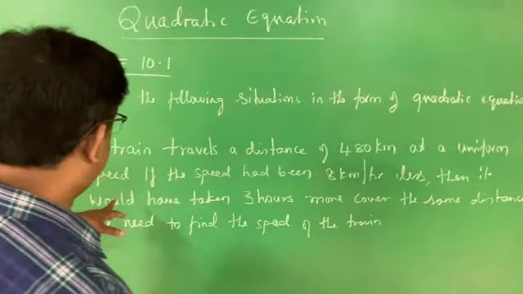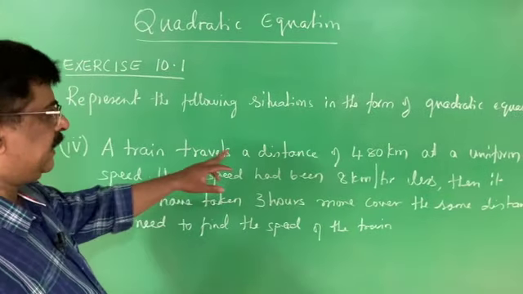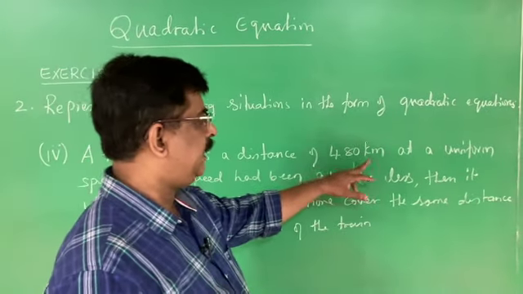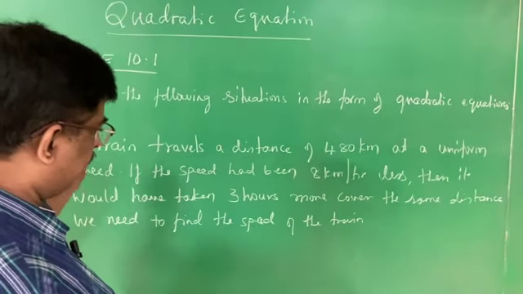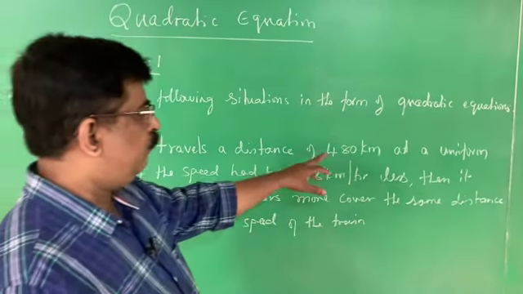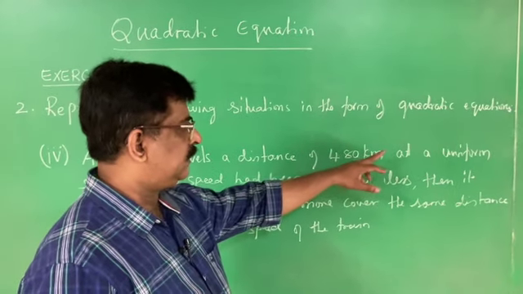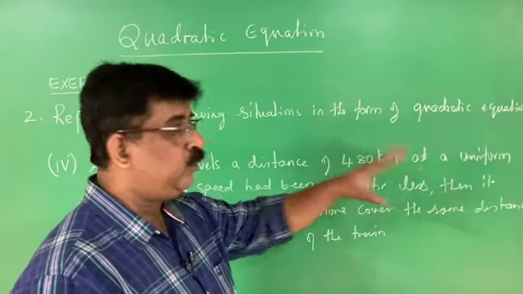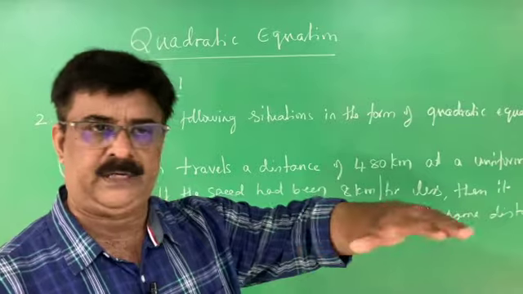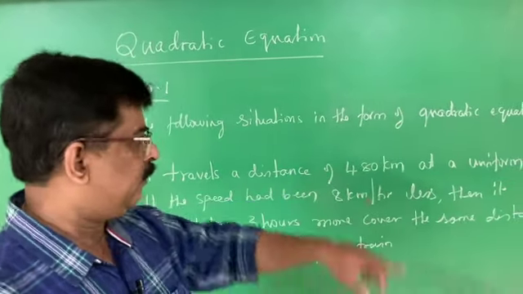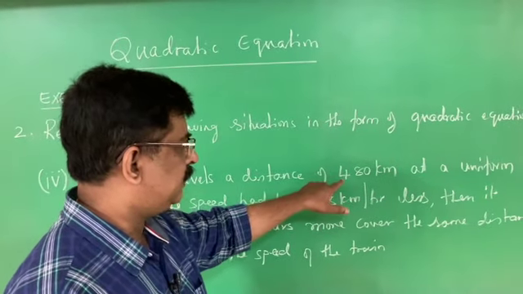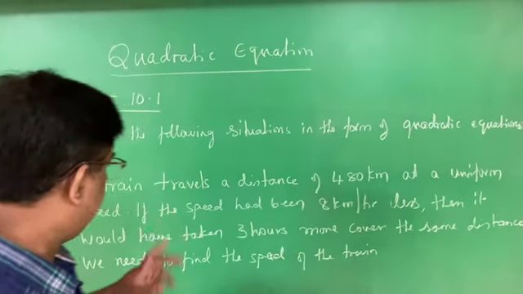The problem is, a train travels a distance of 480 kilometers at a uniform speed. There is a train, it has to cover 480 kilometers distance at a uniform speed. The speed is uniform. It is not increasing or decreasing the speed. With the same speed, it is going to cover the distance of 480 kilometers.